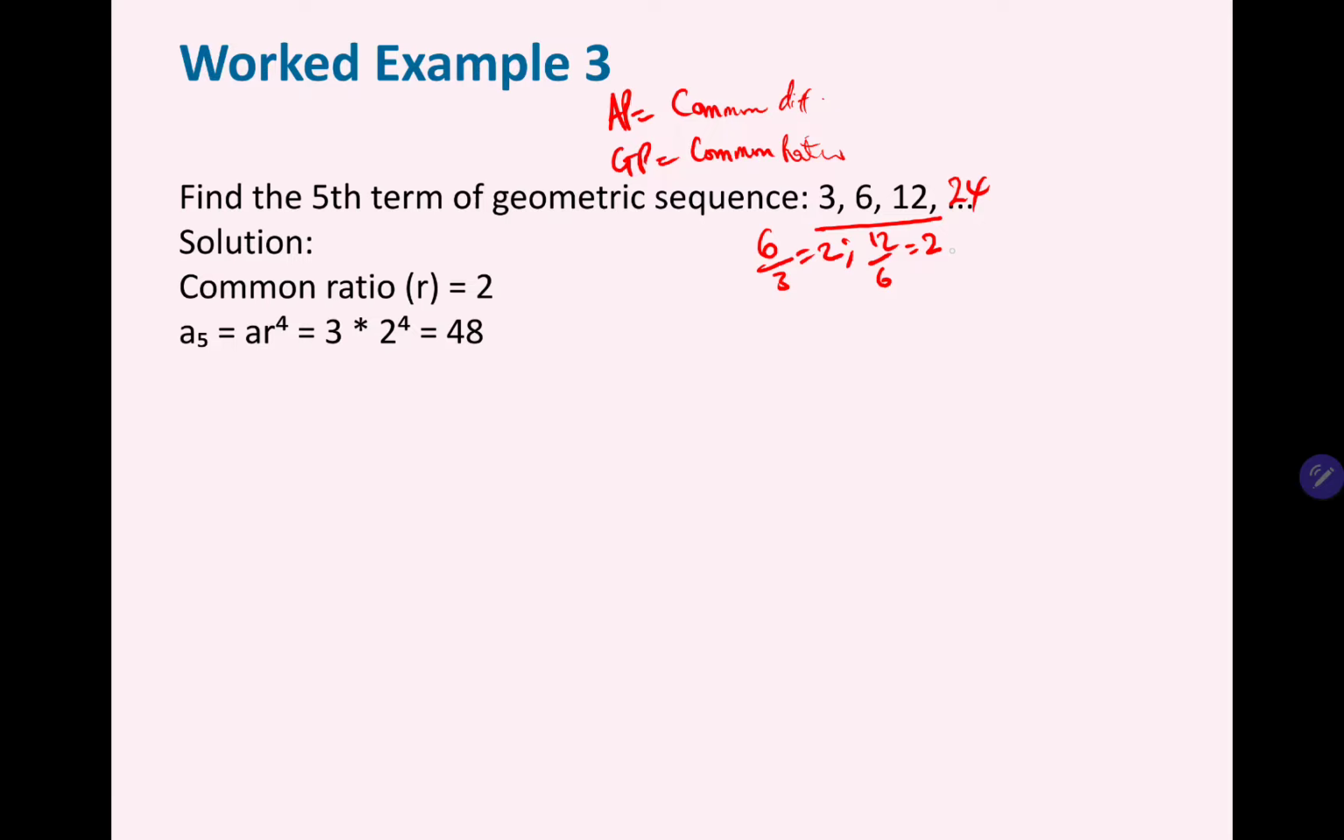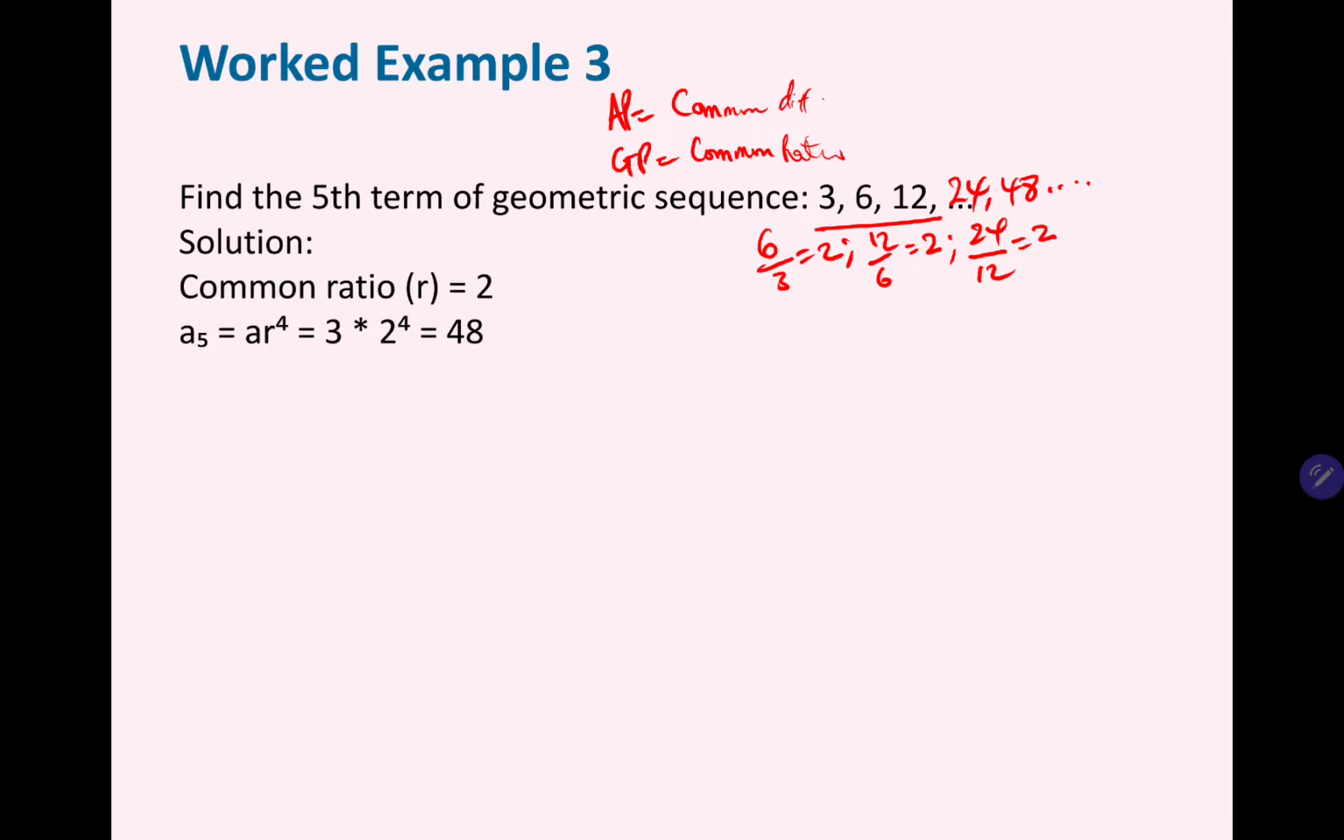So let's see if it's correct. The next term, 24, divided by 12 is equal to what? 2. The next term here will be what? 24 times 2, 48, and so on. So this is geometric progression. It multiplies itself. Arithmetic progression adds itself. Just know that geometric progression multiplies, arithmetic adds. In arithmetic progression, we talk about the common difference. In geometric progression, we talk about the common ratio.